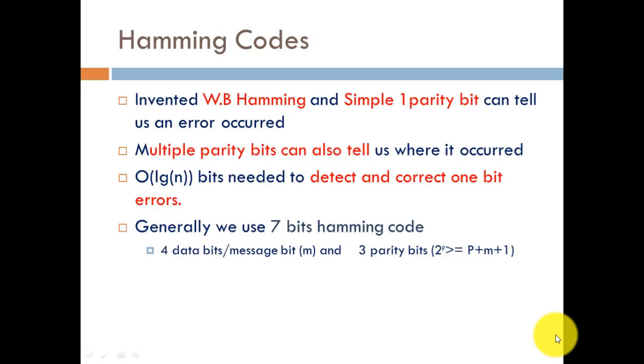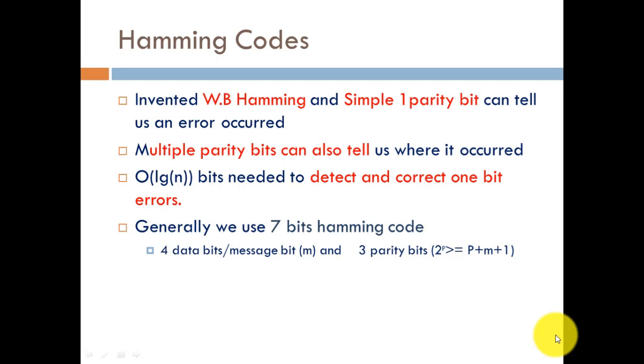So now next is the Hamming code. It was invented by W. B. Hamming. A single parity bit can tell us an error occurred, while multiple parity bits can also tell us where it occurred. If we use only a single parity bit, it can only detect the error, whereas if we use multiple parity bits, it can also give us information about where exactly the error occurred.